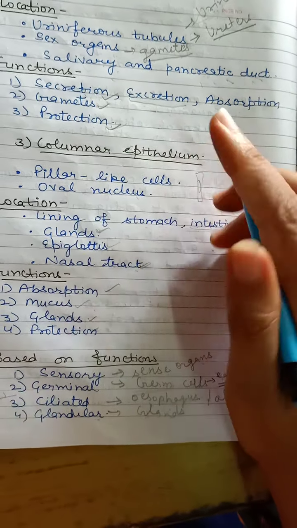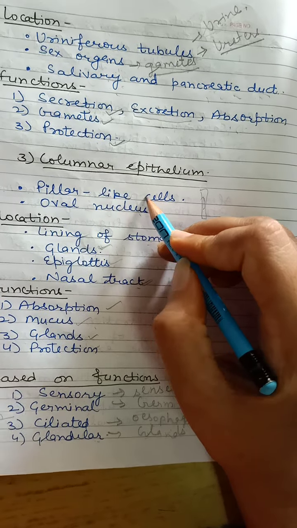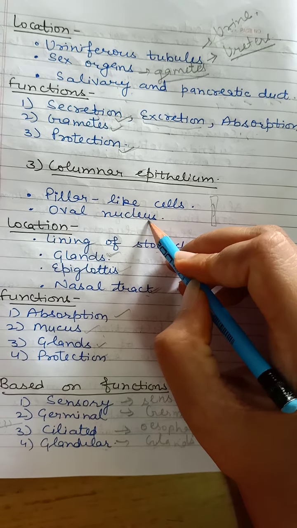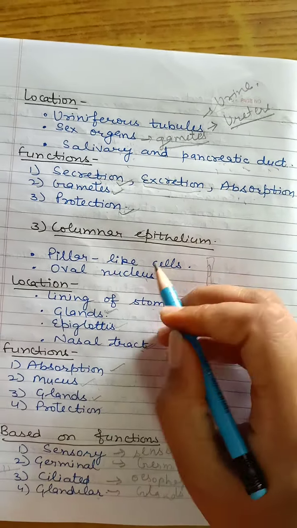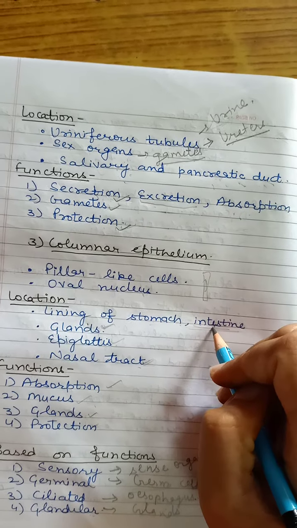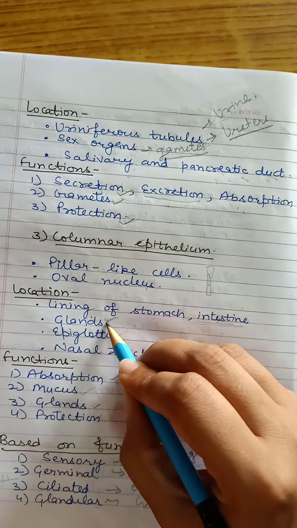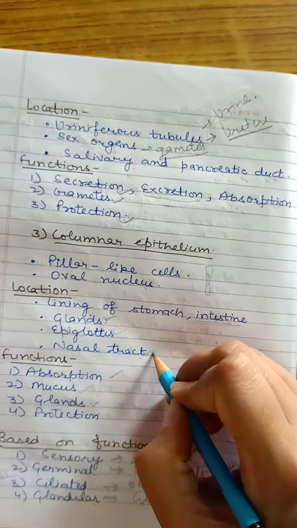The third one is the columnar epithelium. The cells are pillar-like in shape and they have an oval nucleus. The location is: they are present in the lining of the stomach and intestine. They are found in the glands, epiglottis and nasal tract.